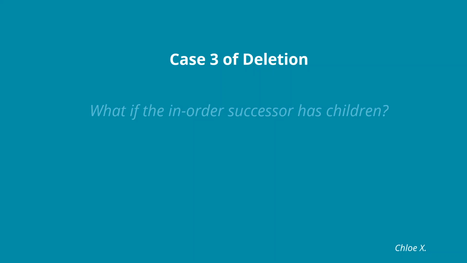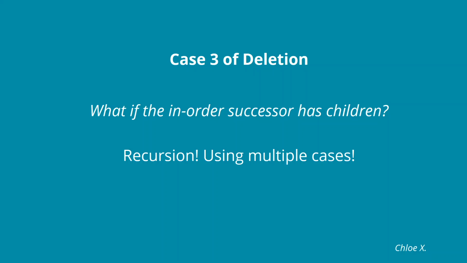In the previous example, it was nice that we could remove 17 so easily. But what if the in-order predecessor has children? The answer is recursion. We'll use multiple cases to maintain ordering property.